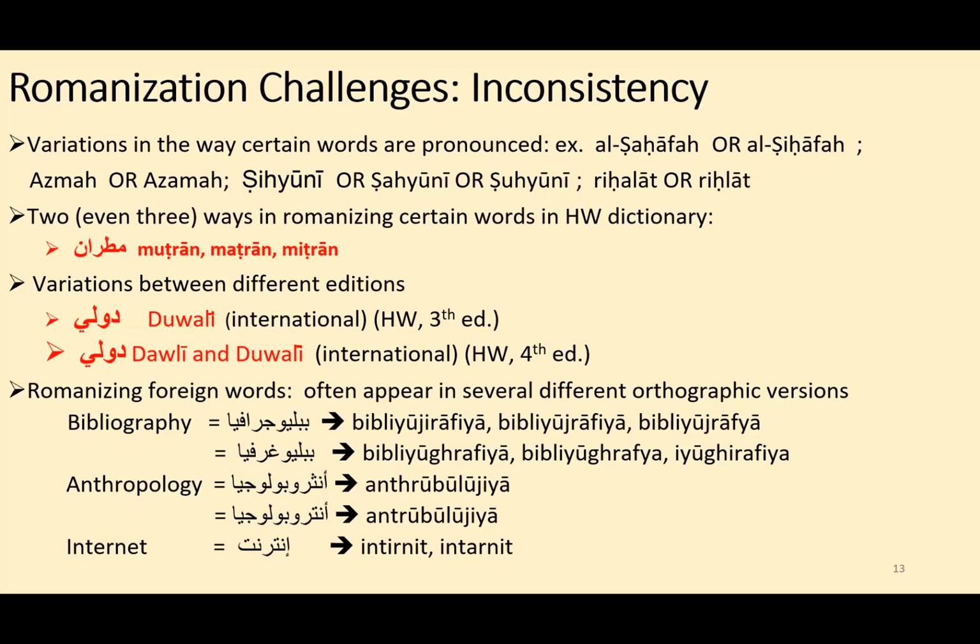Foreign words that are written in Arabic or are of Latin origin are also Romanized inconsistently and may appear in varied orthography, as is the case with biography or anthropology. This inconsistency will be reflected in both the cataloging as well as the searching.